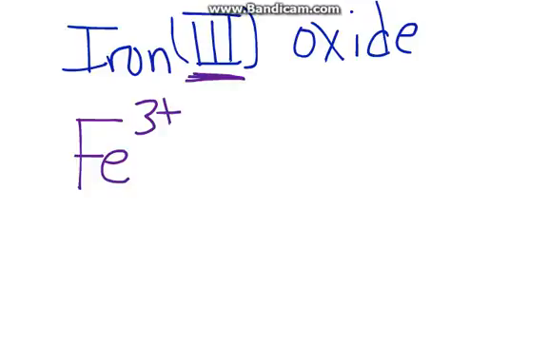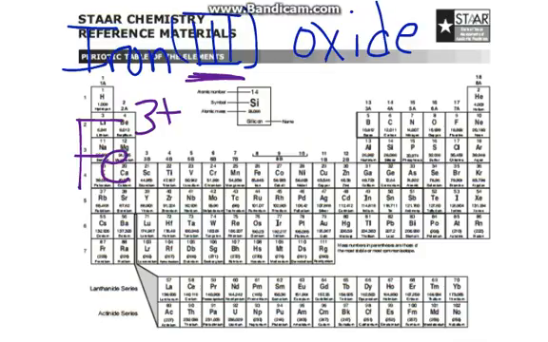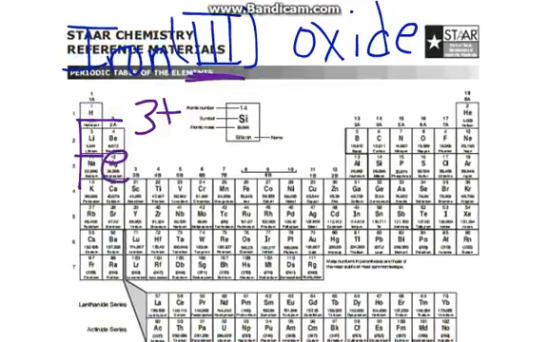What do we do for oxygen? We need to look on the periodic table. You look on the periodic table, you find oxygen. You find oxygen. It is in group 6A or 16, so you know its charge is going to be 2-.